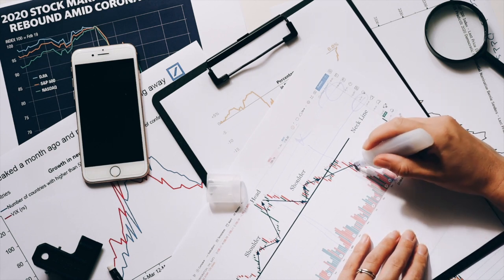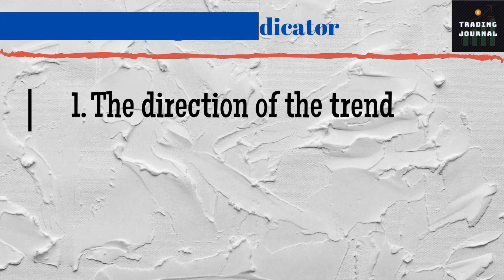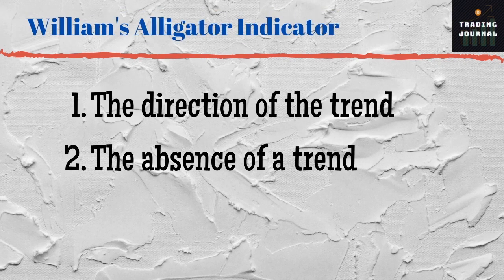Now, before I dive into strategies, let's summarize what we know about this indicator. The alligator indicator shows us 3 things about the market. First, it shows us the direction of the trend. If the slopes of the 3 lines are positive, it means that there is a positive trend.